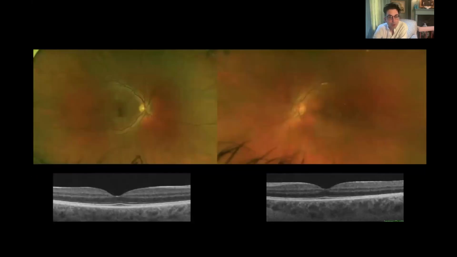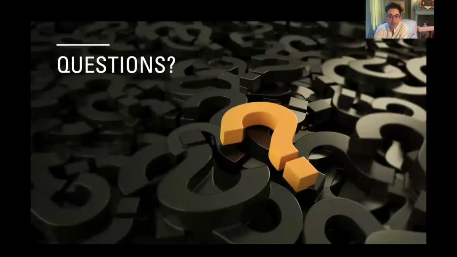This is Optos and OCT imaging of his eyes at present, essentially showing no optic disc pallor, no fluid. You know what a normal scan looks like. Any questions?